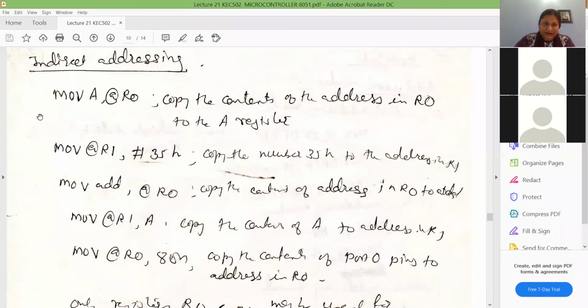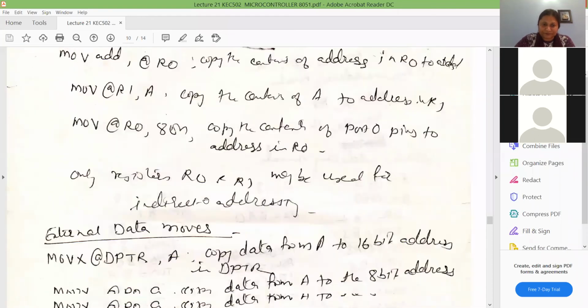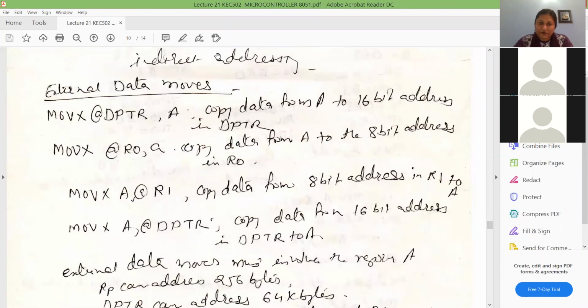Now this is indirect addressing. Wherever you are using the @ sign, all these instructions fall under indirect addressing mode. And then apart from these simple moves, there are external data moves. External data moves means your data is moved into external memory. Understood? And to specify these external memory moves, you have to put X over here. So if I write move X, that means this move corresponds to the external memory location.